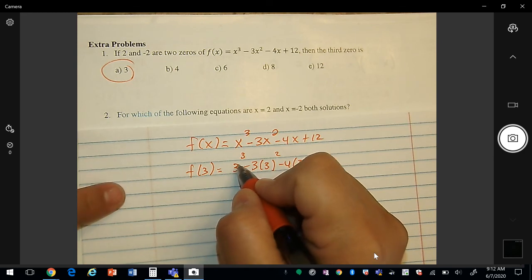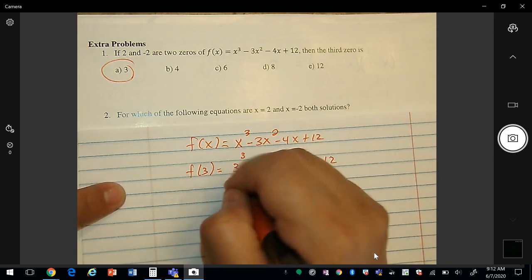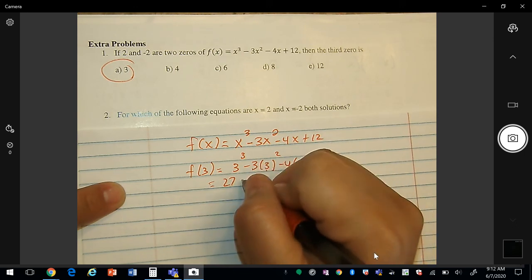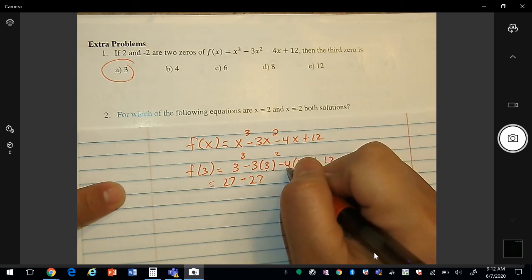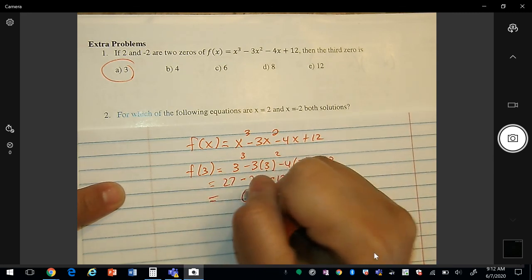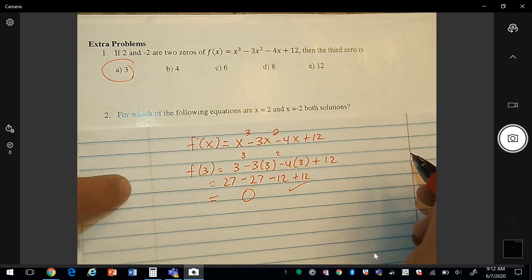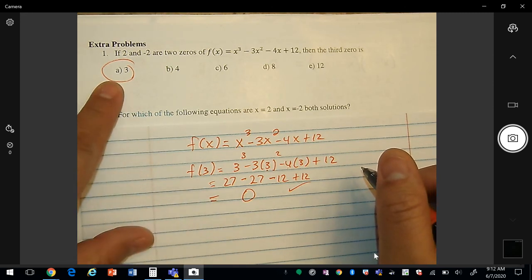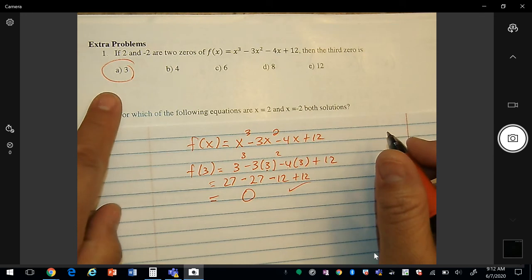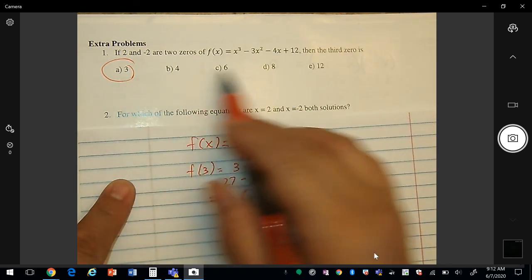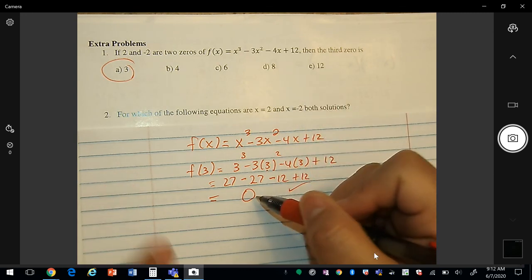then 3 cubed would be 3 times 3 times 3, which is 27. 3 squared is 9, times 3 is negative 27. Negative 4 times 3 is negative 12, plus 12. And so you can see that we get a 0. Since I get a 0 when I enter 3, then that means that 3 is a zero. Here we were lucky that 3 was first, but if 3 was on letter E, then you would check all of them until you find the one that gives you 0.